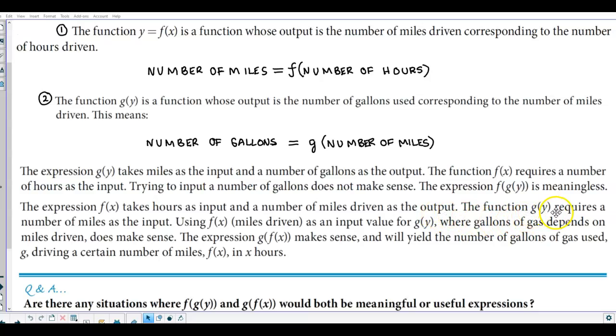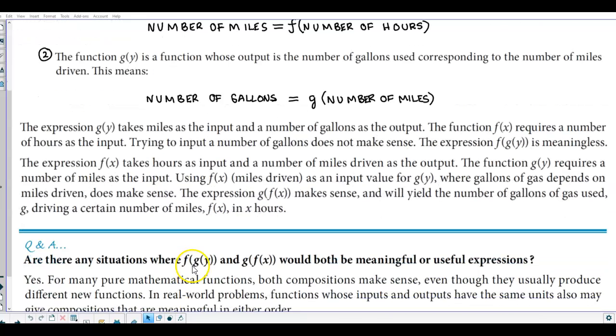The function g of y requires a number of miles as the input. Using f of x, miles driven, as an input value for g of y, where gallons of gas depends on miles driven, does make sense. The expression g of f of x makes sense and will yield the number of gallons of gas used, g, driving a certain number of miles f of x in x hours.